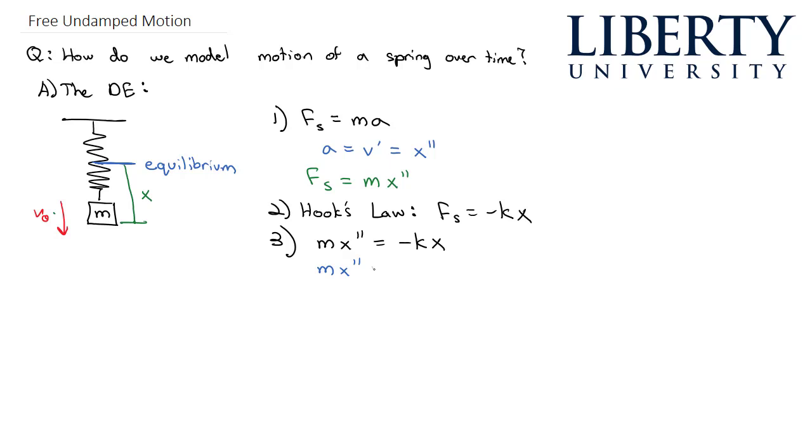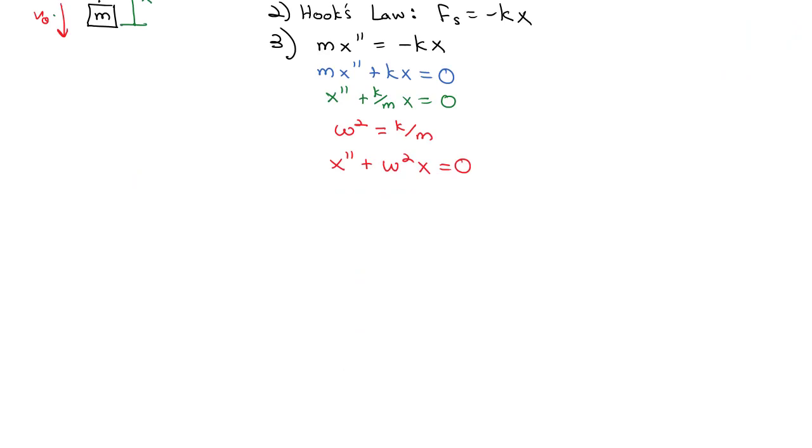Or if I add the kx to both sides, we get a familiar looking differential equation that we know how to solve. I'm going to start solving by dividing by m all the way across. And then to make it a little easier to work with, we're going to introduce this new variable omega, where omega squared is equal to the constant divided by the mass. So we really have x'' + ω²x = 0. We know how to solve this. We need an auxiliary equation or characteristic equation. I don't want to use m, so let's use r² + ω² = 0.